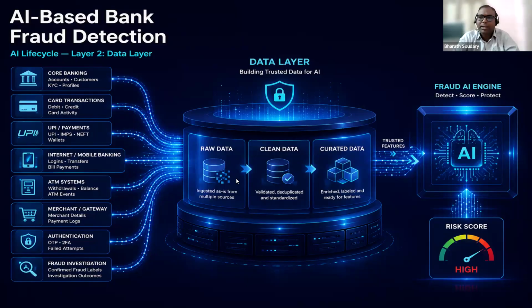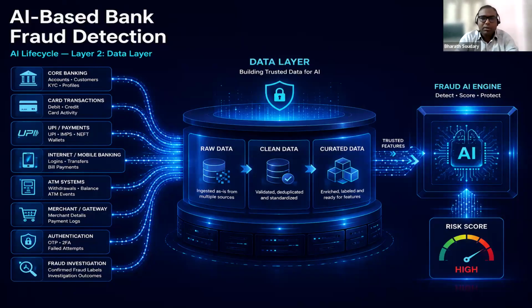So each activity generates different types of data. The data layer brings all these sources together so that the AI system gets a complete view of the transaction and customer behavior. The key point is that the data layer acts as a bridge between the raw banking system and the fraud AI engine. It collects the data, cleans it, enriches it, and prepares it for fraud detection in future.